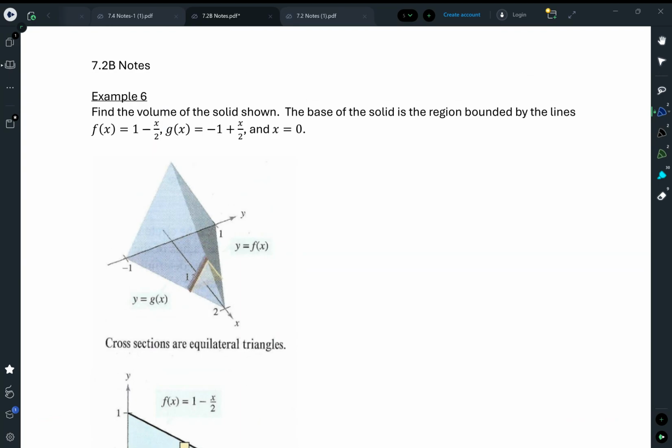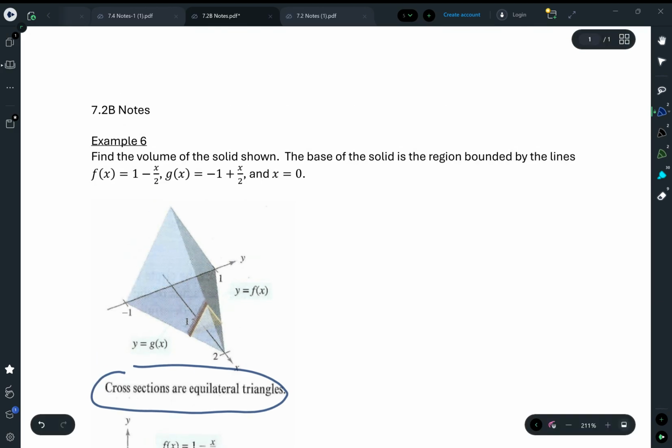It says find the volume of the solid shown. The base of the solid is the region bounded by the lines f of x equals 1 minus x over 2, g of x equals negative 1 plus x over 2, and x equals 0. And it also says the cross sections are equilateral triangles. So first we need to understand why this is different from the examples that we did yesterday.